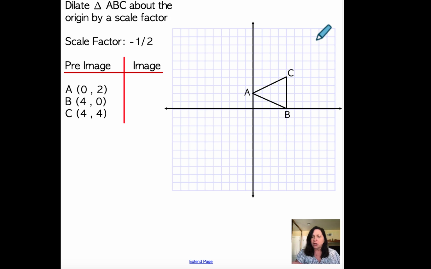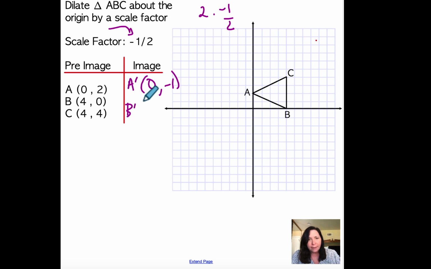For this one here, I want to dilate this about the origin by a scale factor of -1/2. So yes, I am going to be cutting it in half, but at the same time, see that negative? That's also going to have an effect on my image. So I'm going to show you what that does. And remember, what does that do? So let's talk about that. So we have A prime, and 0 times -1/2 is 0. And then we have 2 times -1/2, and that's going to be -1.